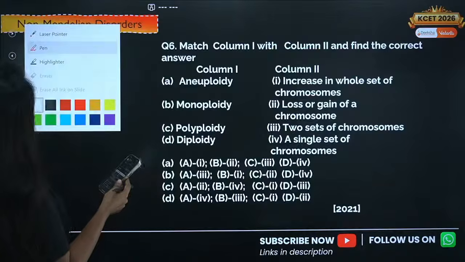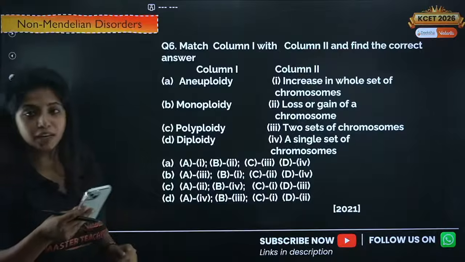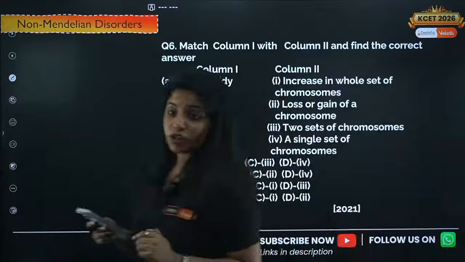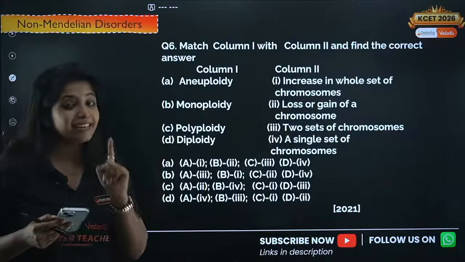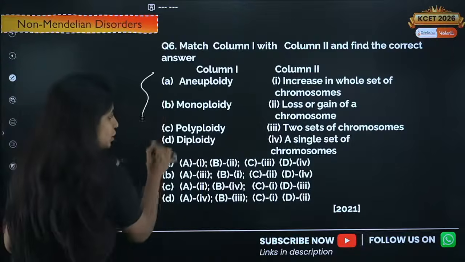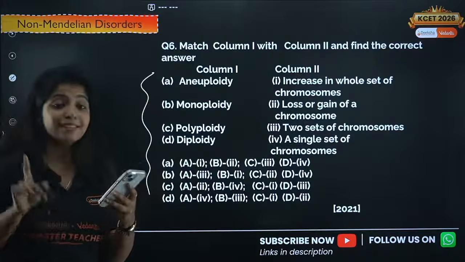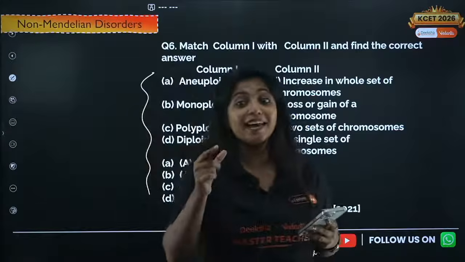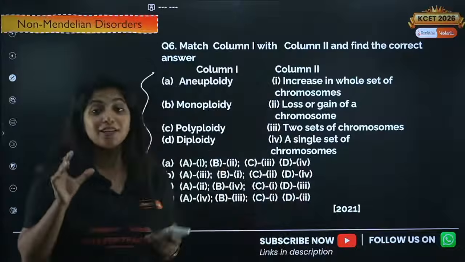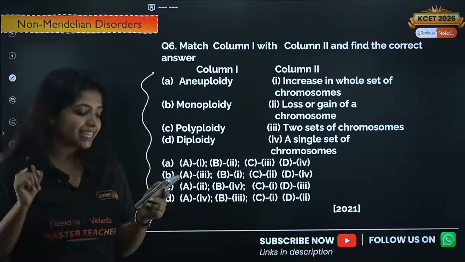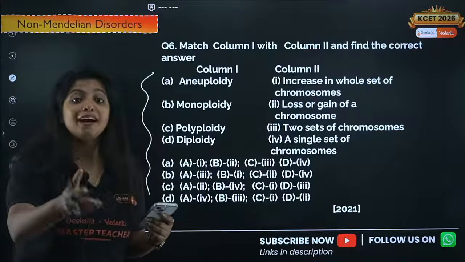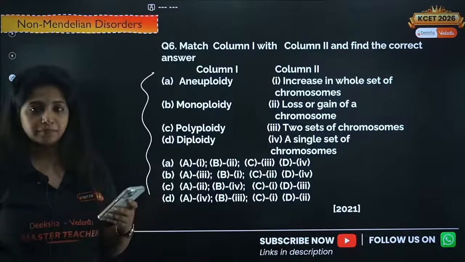Over here, you have the next question, and it is about non-Mendelian disorders again. So match column 1 with column 2 and find the correct answer. Now this is a tricky question. Remember, this is a tricky question. You might be seeing so many terms that are not there in your NCERT. This question came in the year 2021 in KCET. There are some terms that are there in your NCERT, and with that you can find the answer for this.